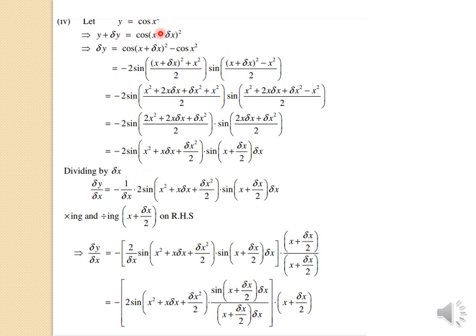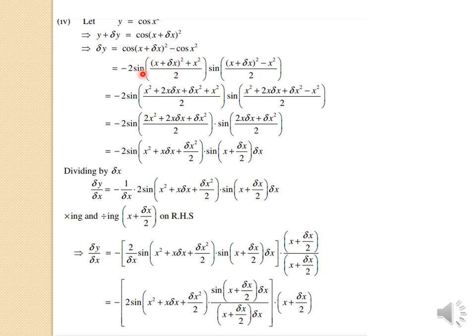Now student, in the next part we have y equals cos x square. So simply we will follow the same steps. We replace y by y plus delta y and x by x plus delta x, but x square, so here we put square on the whole term. So in the next step we shift y to the other side, then it becomes negative.